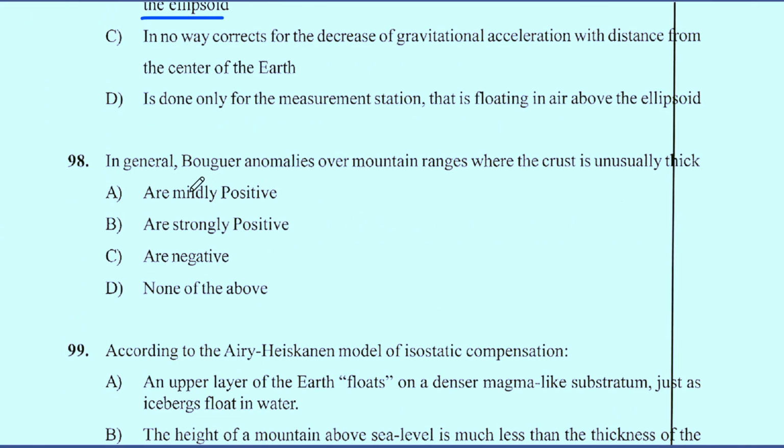Next is Bouguer anomaly over mountain is always negative. At mid-oceanic ridge, it is positive. Okay, in subduction zone, it is negative.